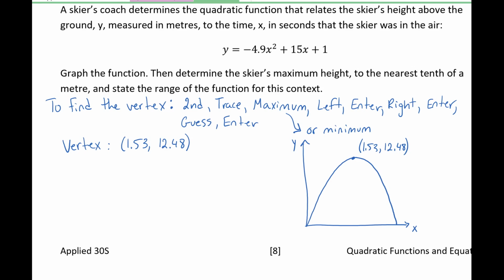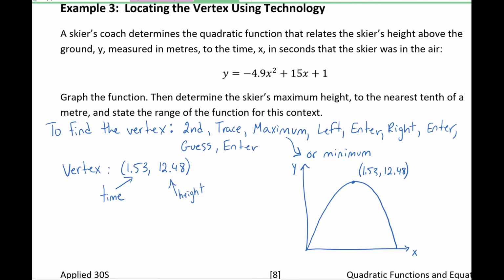What does that mean? Well, the 1.53, that's our time. And 12.48, that's our height. And I got that from the problem. It says height above the ground y, so that's your height, and time was x. So they gave that right in there.